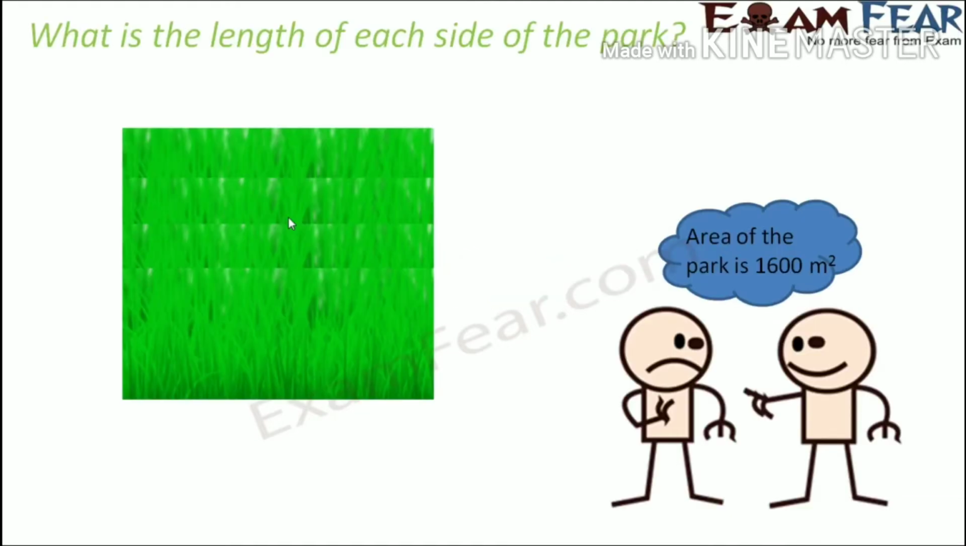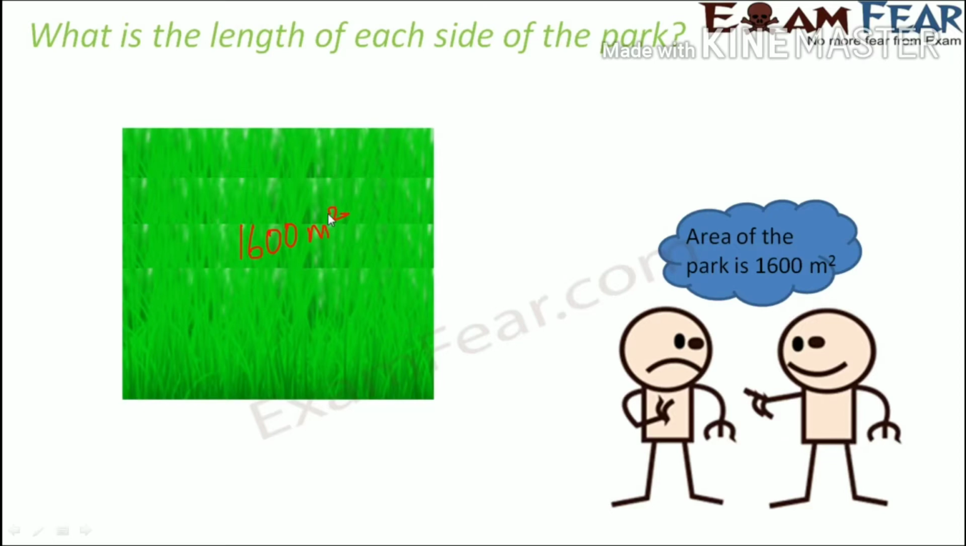Okay, so let me take this example. Let's say that there is a park in your locality which is in the shape of a square, because we have been learning about squares since quite some time. So you have a park. The area of the park is 1600 meters square. That means the total region enclosed by the square is 1600 meters square. So you know the area this time.